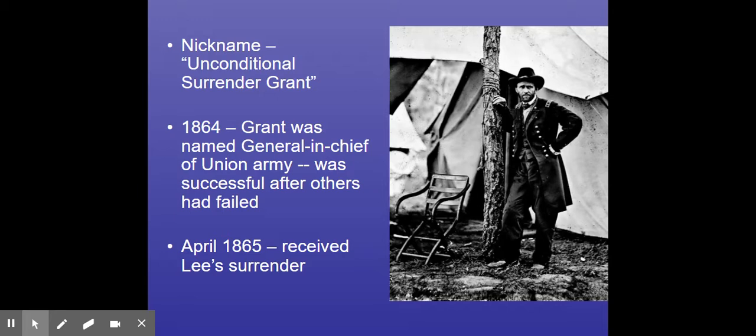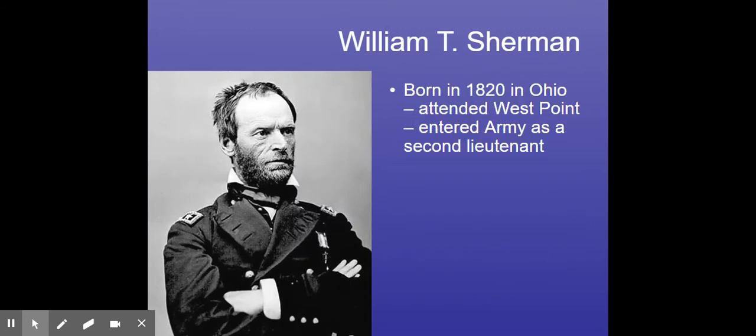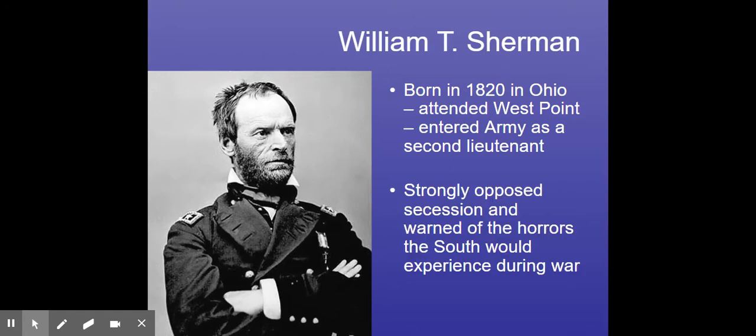One of Grant's ablest subordinates in the war is William T. Sherman, also from Ohio. He was born in 1820 in Ohio. Also goes to West Point, and enters the Army as a second lieutenant. He will also serve in the Mexican-American War. He is strongly opposed to secession and warns of the horrors the South will experience during the Civil War. And that's very important for what Grant sends him to do.